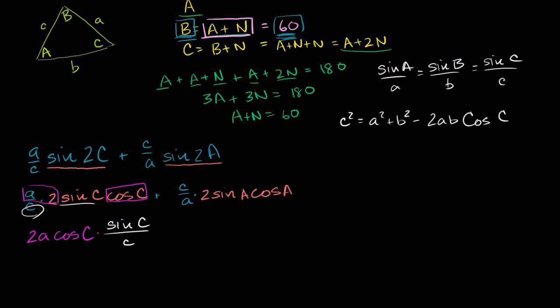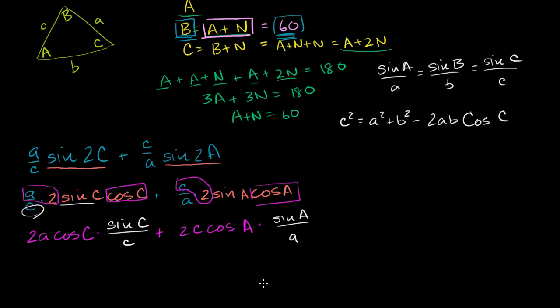And then I'm going to do the same thing over here. I'm going to separate this guy and this guy out. And so I get plus 2c cosine of A times sine of capital A over lowercase a.